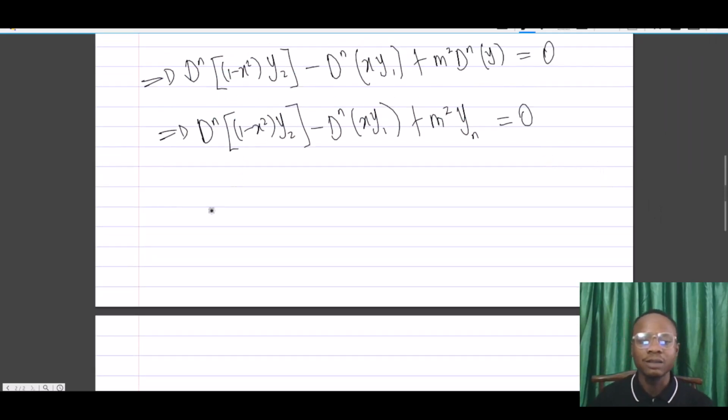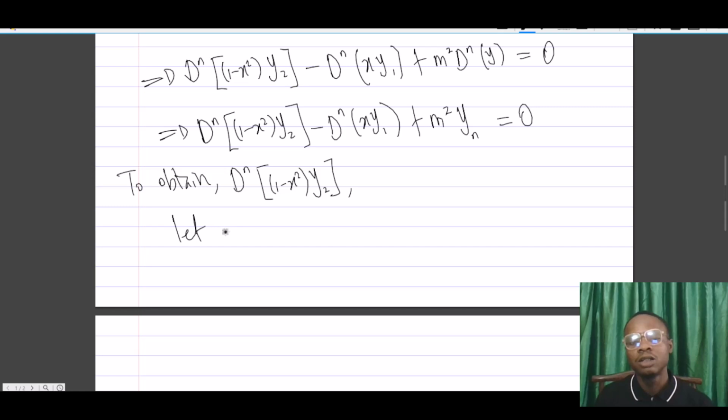So we say that to obtain the nth derivative of 1 minus x squared into y sub 2, we say let u be equal to 1 minus x squared. So there's no need for this bracket, so let's leave this out. And let v be equal to y sub 2. I mean, this is what we've done previously.